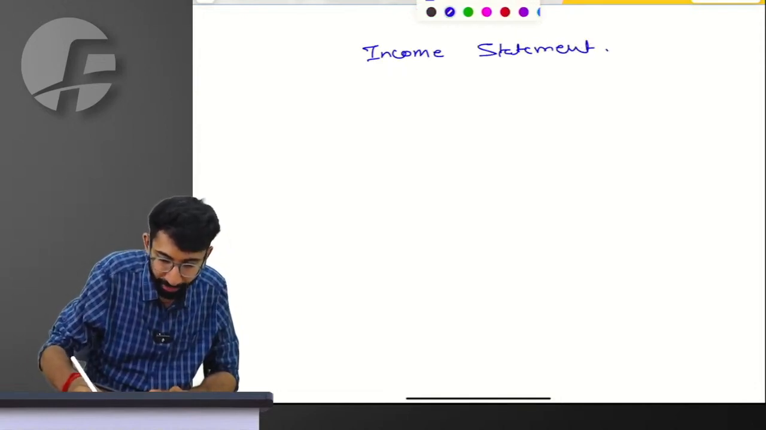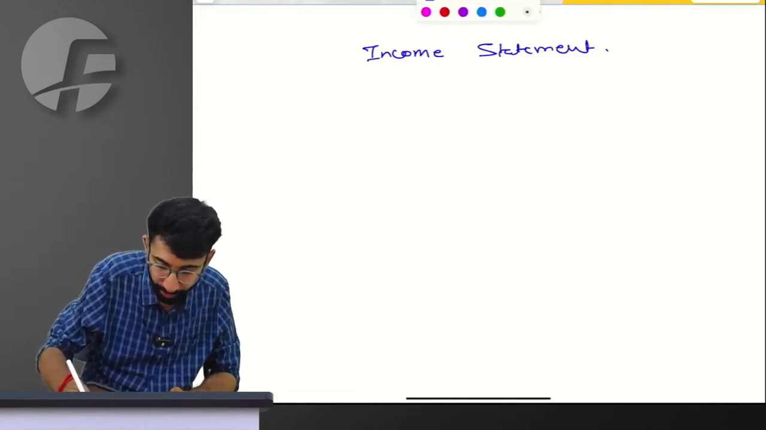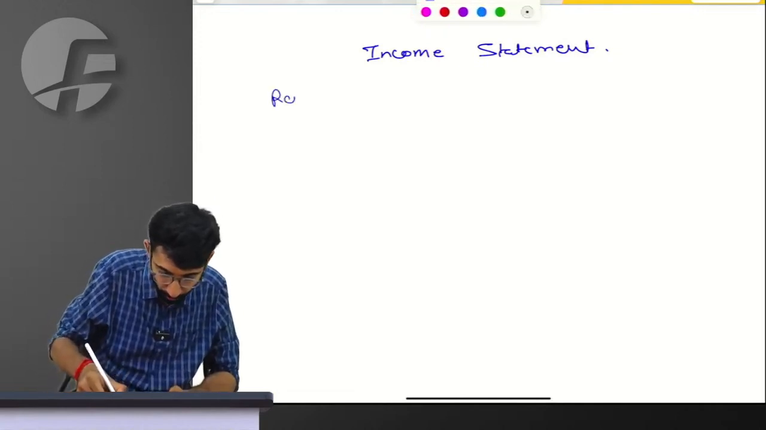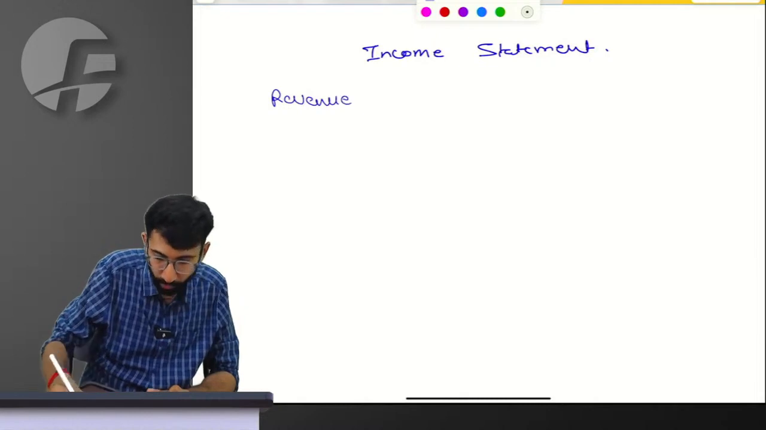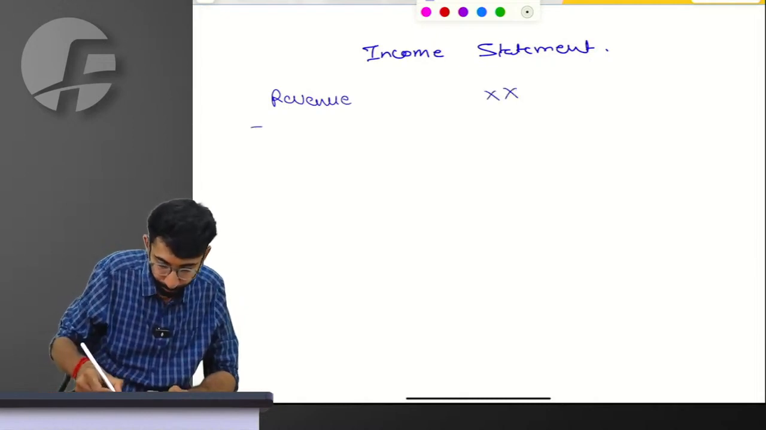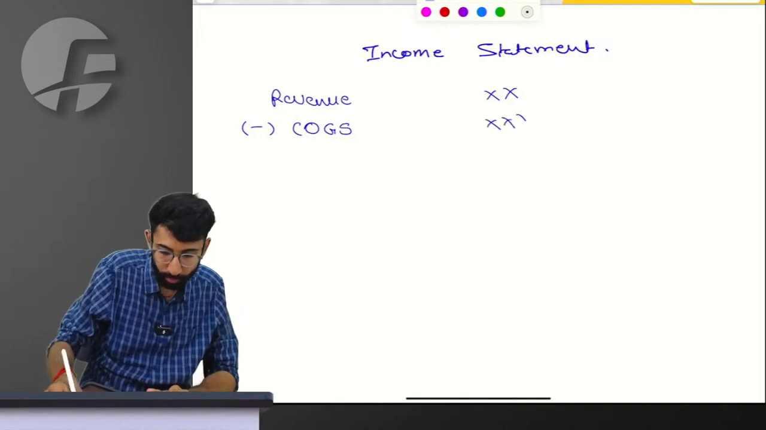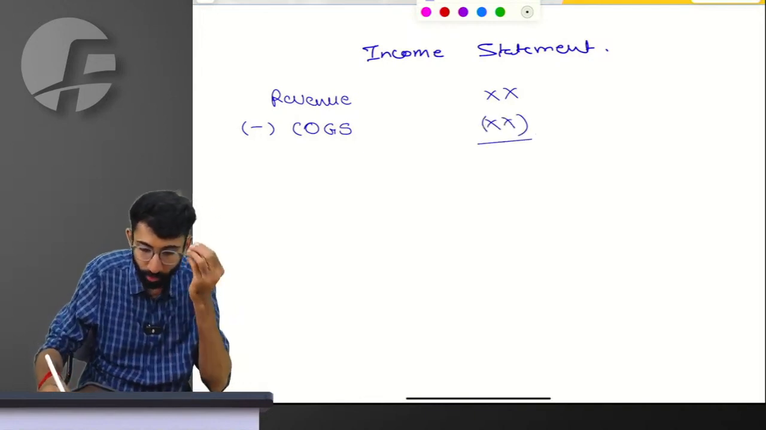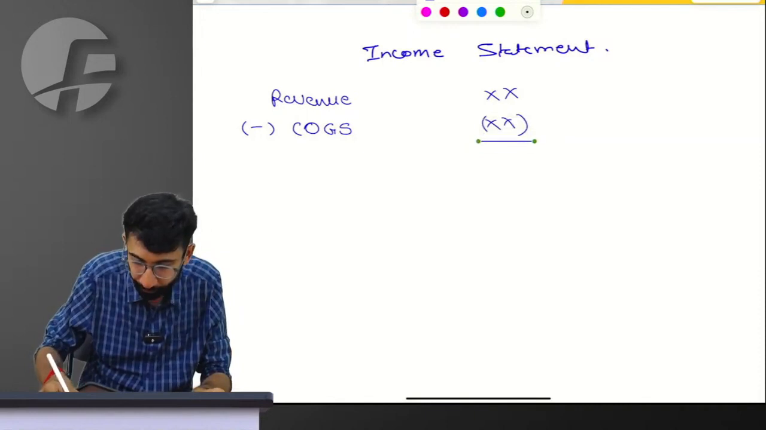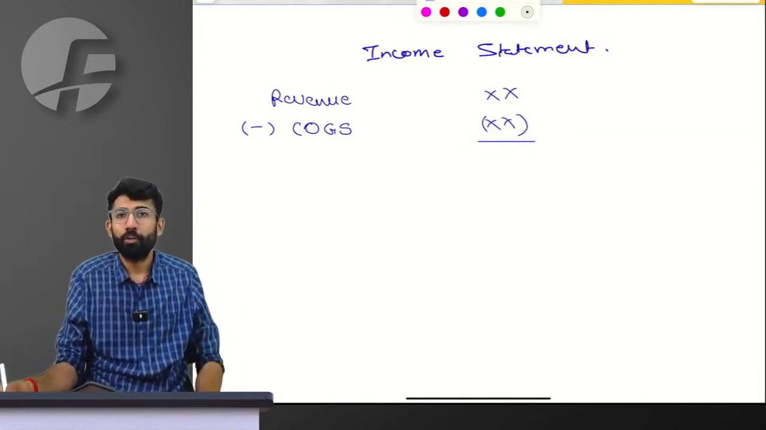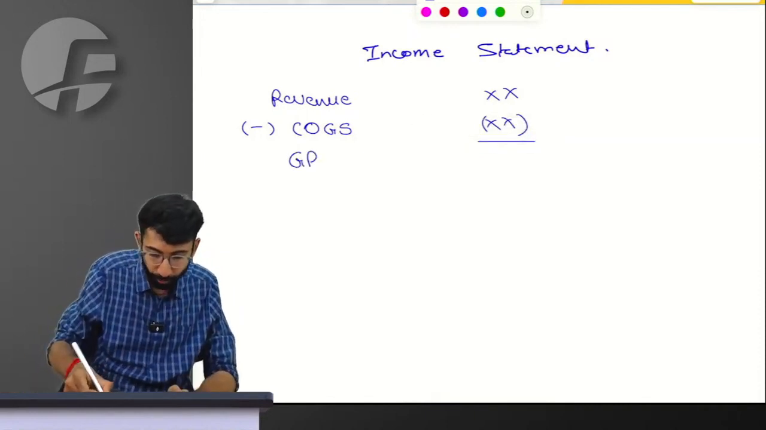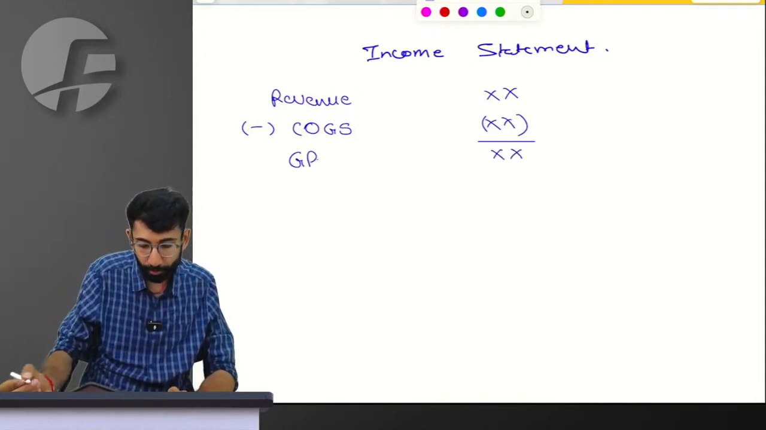The basic format needed for AFM for income statement is like this. You have revenue minus COGS. Follow me, as in you don't have to follow me, you have to rather lead me. All these things must be clear to you from C enter. What you get is gross profit.